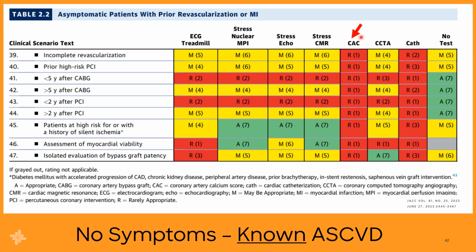Likewise, it's not unreasonable to do things like stress tests, but they don't recommend it. The bulk of people who have no symptoms should probably fall into the no test group in general. There are some subsets where if they're high risk for silent ischemia, doing some sort of provocative test makes some sense. But again, the big take home is that if they're asymptomatic, you don't want to screen them if you know they have coronary disease, and it's probably better to just leave them alone.